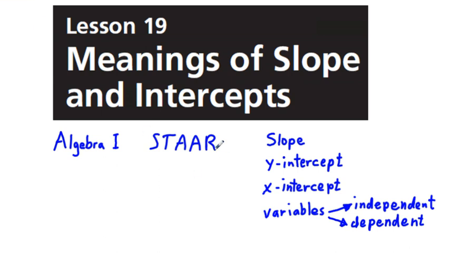This is the Algebra 1 STAAR, Lesson 19, Meanings of Slopes and Intercepts. In this lesson, we're going to be covering slope, y-intercept, x-intercept, and we're going to be addressing how to distinguish the variables, independent variables, and dependent variables. And then at the end, we're going to be having 4 problems that you can have a chance to test your understanding.